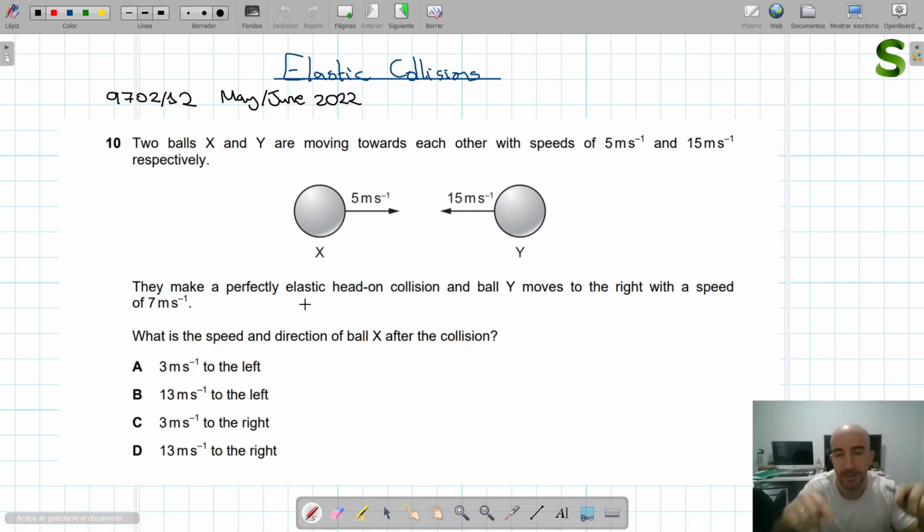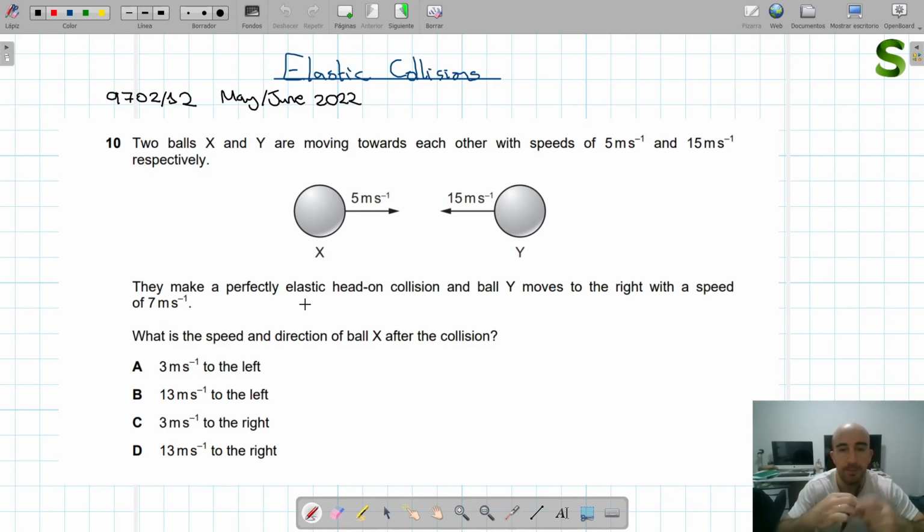So this is the key of the question. Remember, we have collisions in closed systems where the momentum is conserved, and a subtype of those collisions is the perfectly elastic, where the energy is also conserved. In perfectly elastic collisions, the key is to use the relative velocities. I'll leave you here the theory about this.